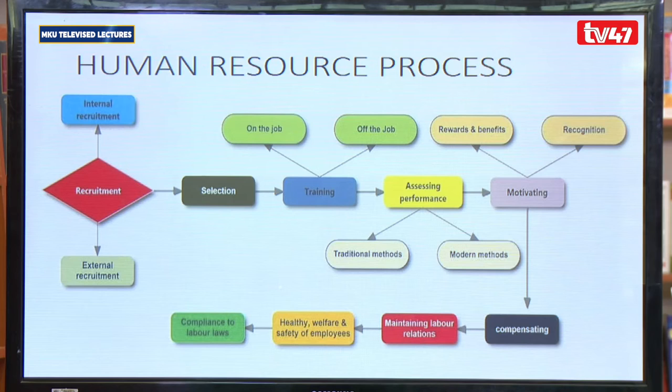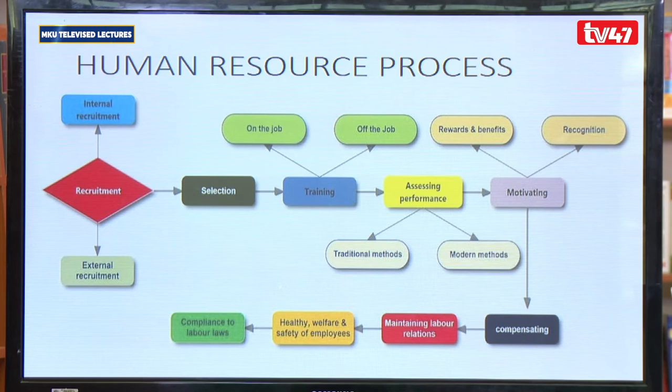So this is like, for example, the OSHA, Occupational Safety and Health Act. It is an act of parliament where organizations are expected to ensure that employees work under safe offices, environment, which is free from any type of danger and diseases. That is why we talked about the government involvement in human resources.